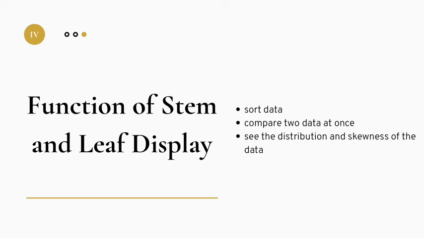Functions of stem and leaf display. First, the stem and leaf display can sort data. Second, compare two data sets at once. Third, see the distribution and skewness of the data.